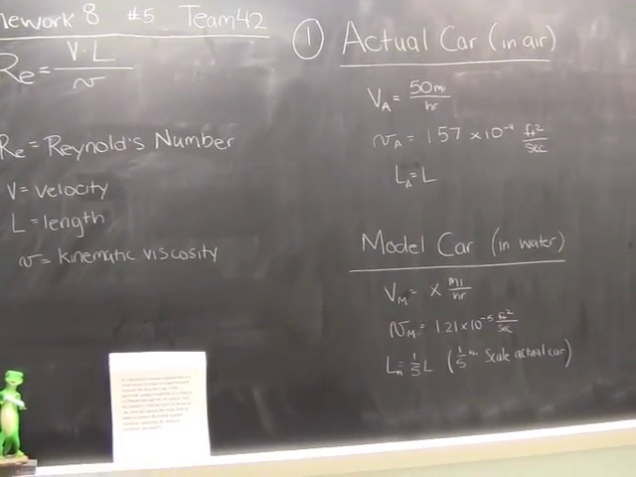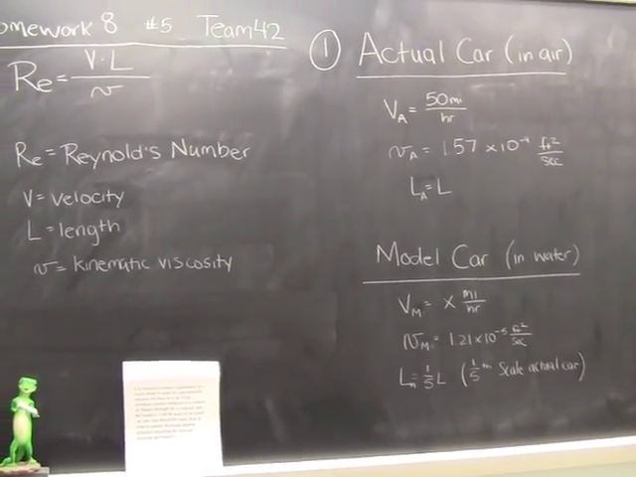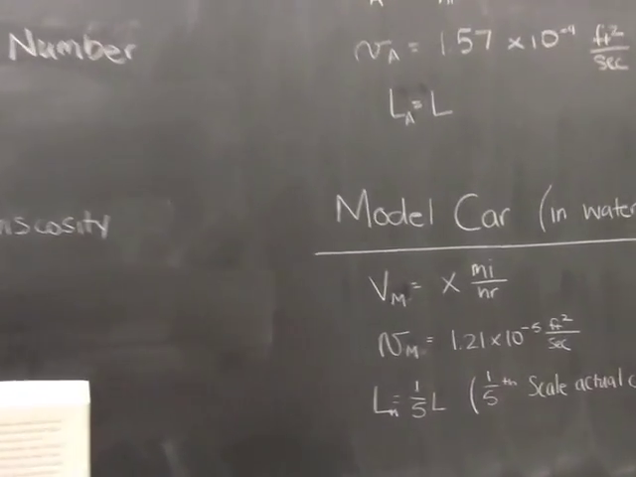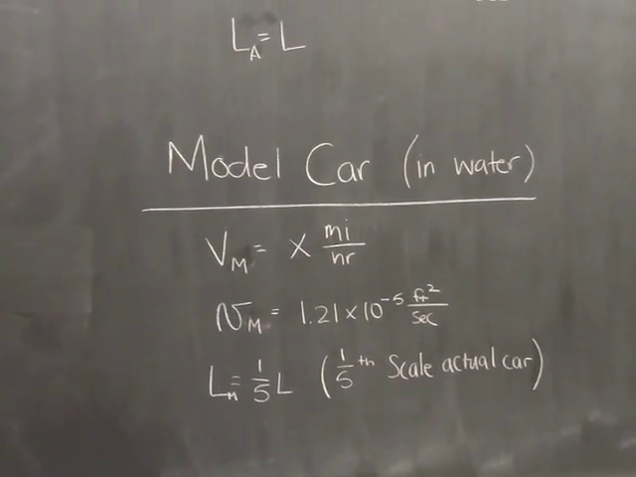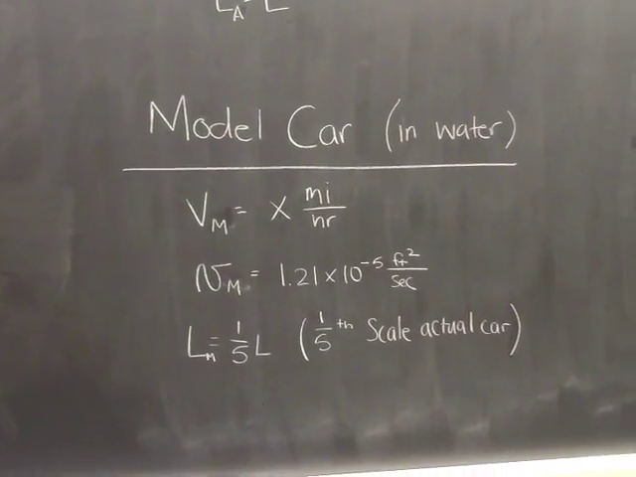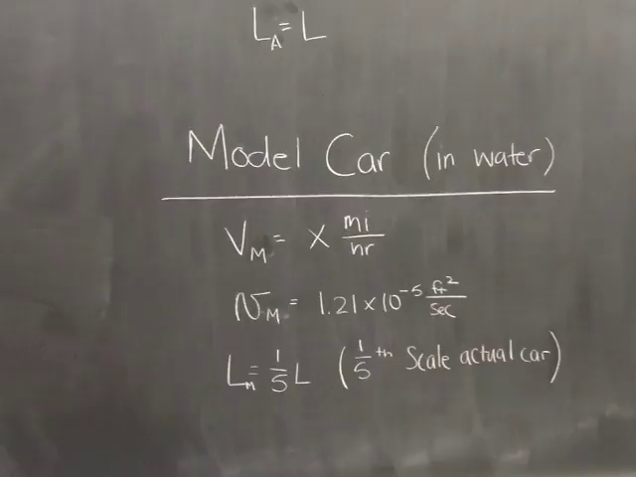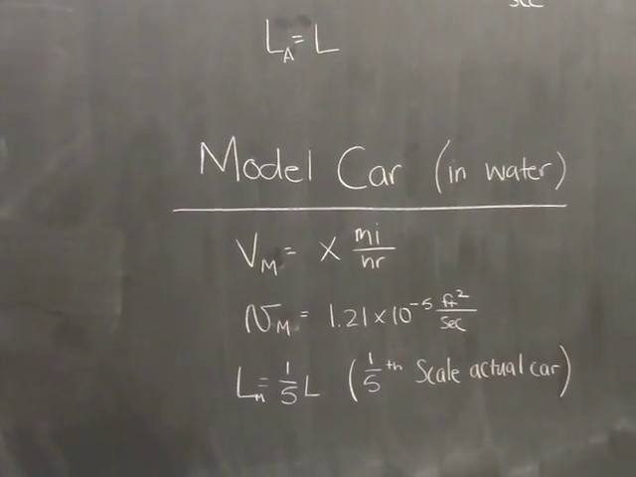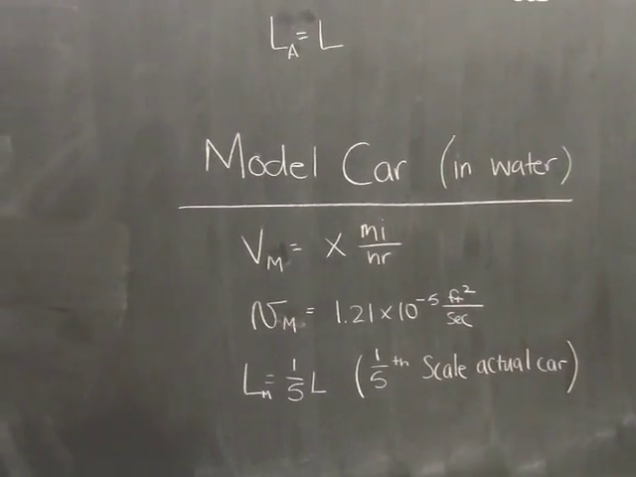For the model car, which is in water, we are looking for the velocity, which we don't know. We'll call this variable x. The kinematic viscosity of the model, which is in water, is 1.21 times 10 to the negative 5 feet squared per second. The length is 1/5 the length of the actual car.